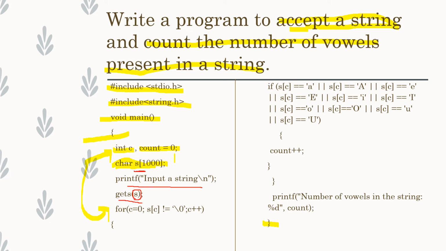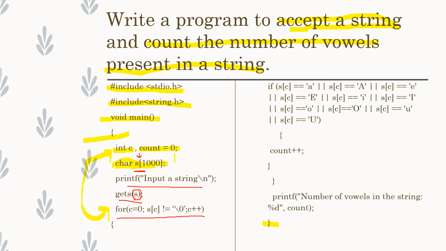Now I have to traverse through its indices. Suppose the string entered by the user is hello, then at s of 0, h will be stored, at s of 1, e will be stored. Why s? Because I have taken the array name as s. Whatever the name of the array, indices will be associated with it. So at s of 0 h is there, s of 1 e is there, s of 2 l is there, and similarly like that. Now I have taken a for loop which will traverse through the whole character array.